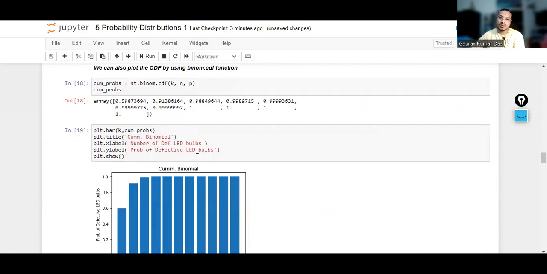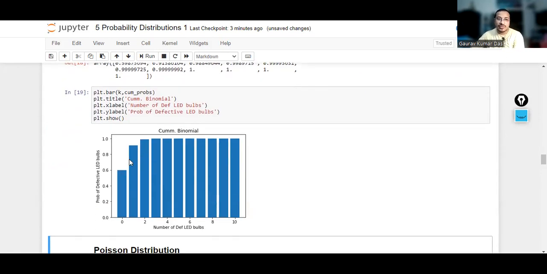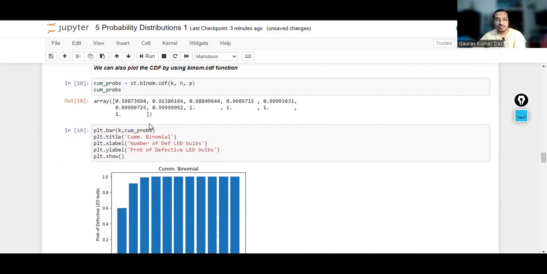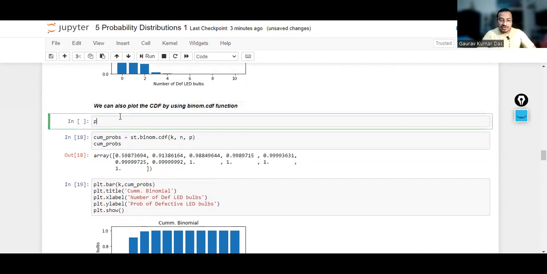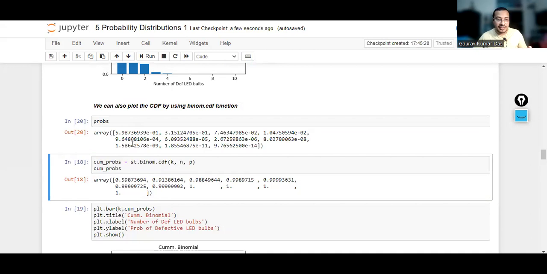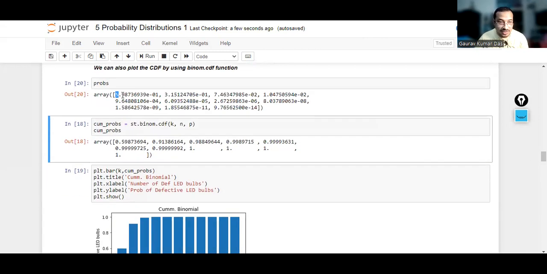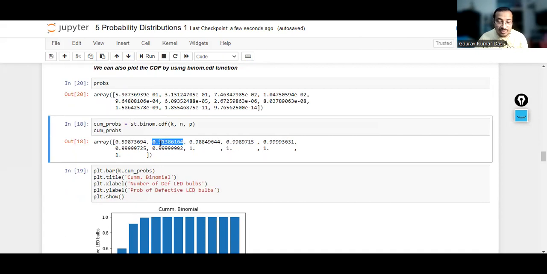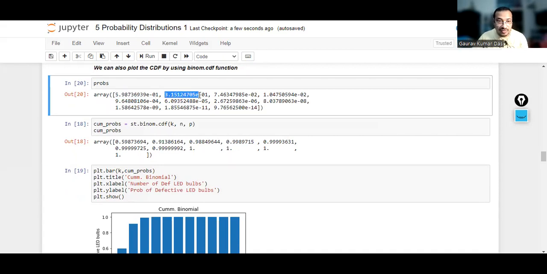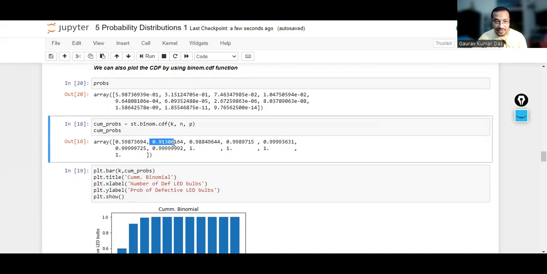If you want to plot the CDF, I told you the probabilities will keep on increasing, right? Because it's cumulative. Now, if you want to compare with the individual probabilities, let's check what happens. This is 0.598, right? The first one will be the same. The second one will be the addition of the previous and the present probability. So 0.59 plus 0.315 will lead to somewhat 0.91, right? 59 plus 31 is almost 90, correct?